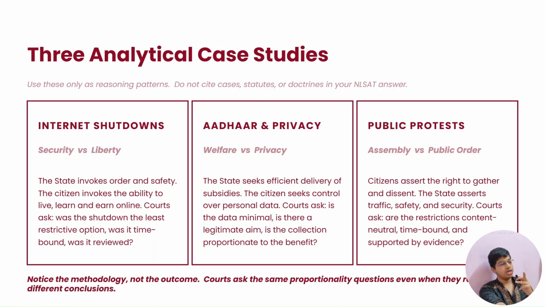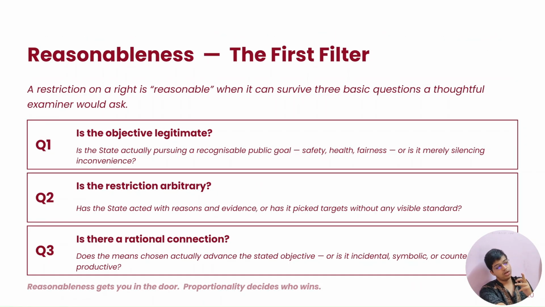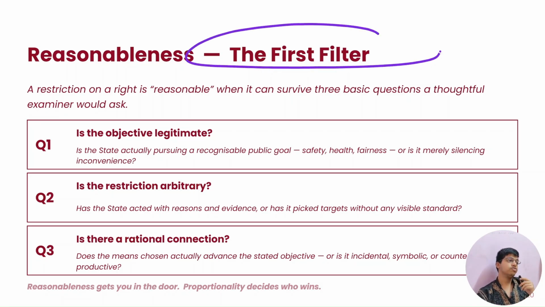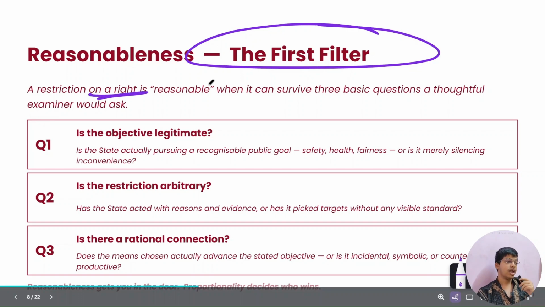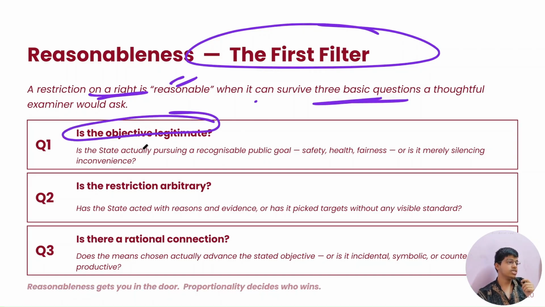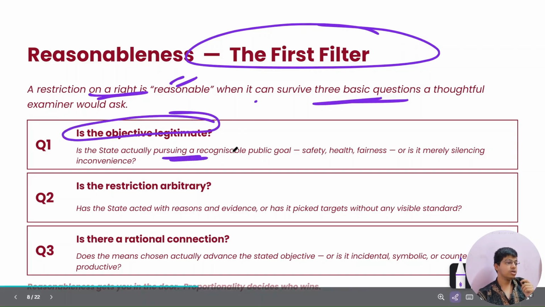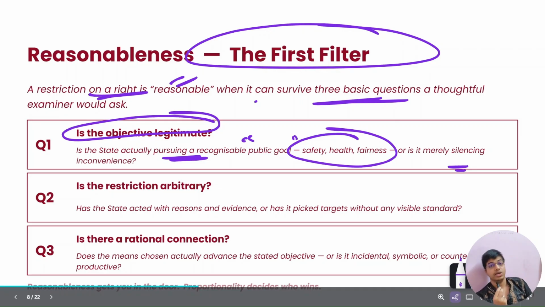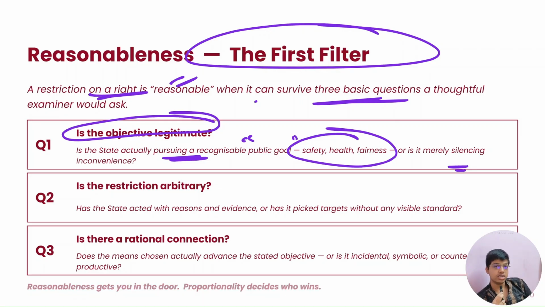Uske baad we have a few case studies. Then we can go on to the question. See reasonableness, how it operates. It is the first filter. A restriction on a right is reasonable when it can survive three basic questions. What are the questions? Is the objective legitimate? Is the state actually pursuing a reasonable public goal? एक पब्लिक गोल को परस्यू कर रहा है या फिर बस इनकन्वीनियंस साइलेंस कर रहा है? You need to ask that. Is the objective legitimate behind a particular type of restriction?